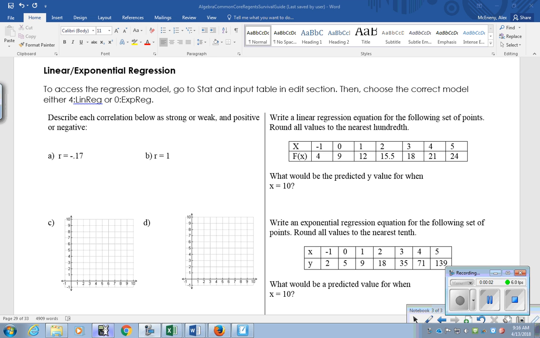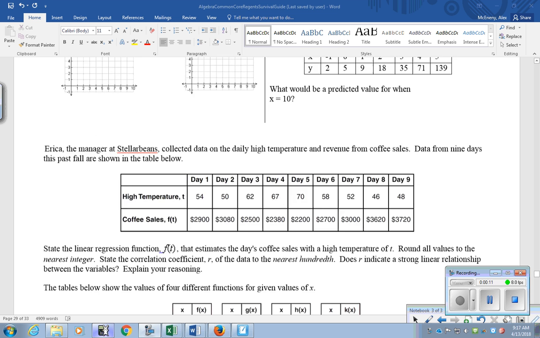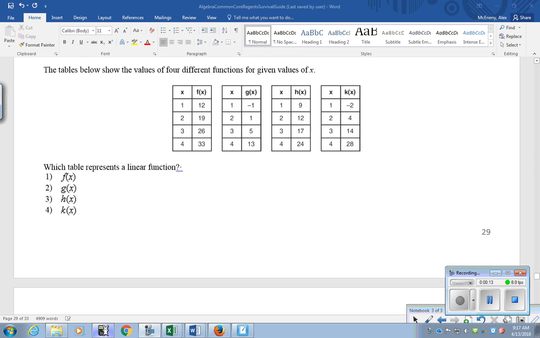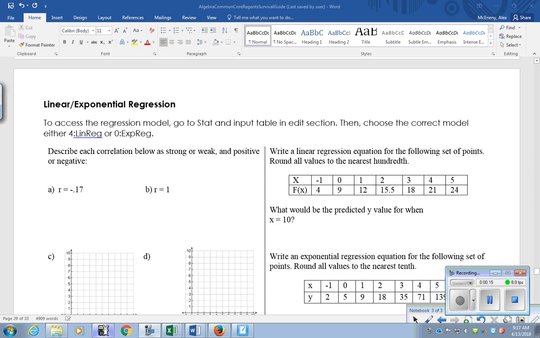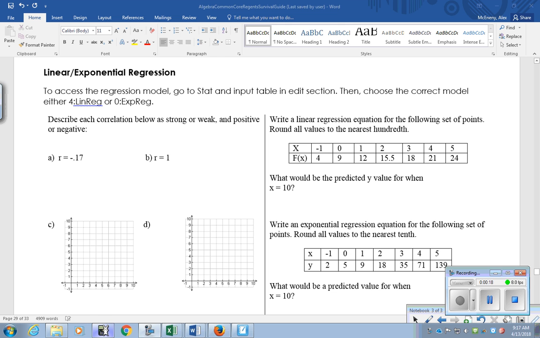Hey guys, the last part of the review guide. So we're going to start right now on page 29. And what we're looking for is we're going to talk about linear and exponential regression.